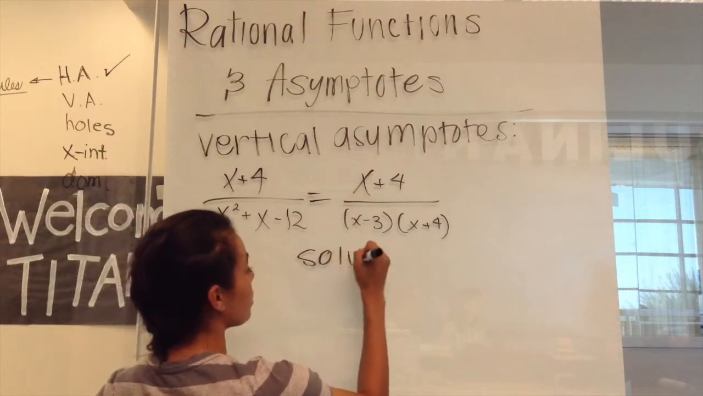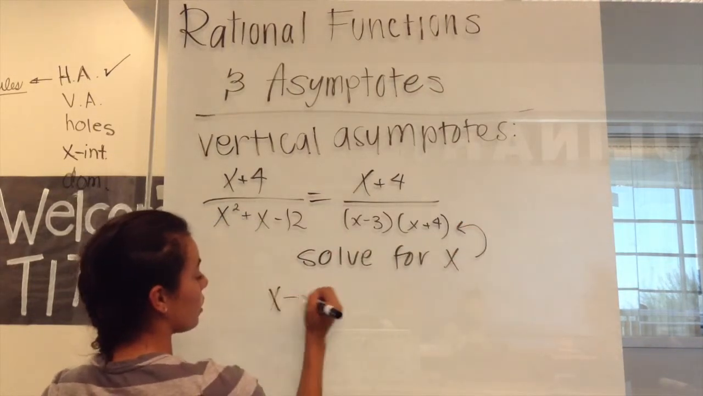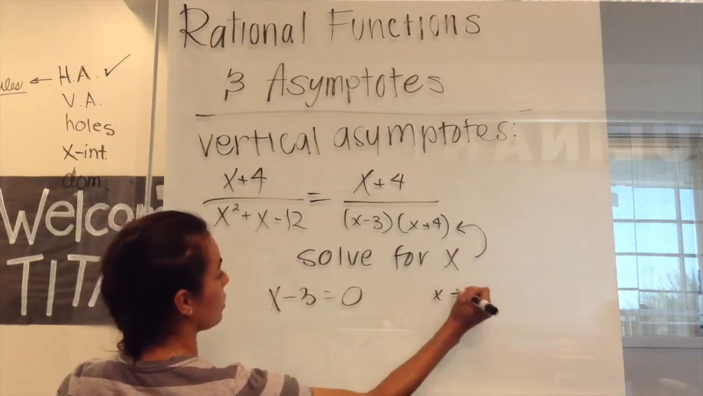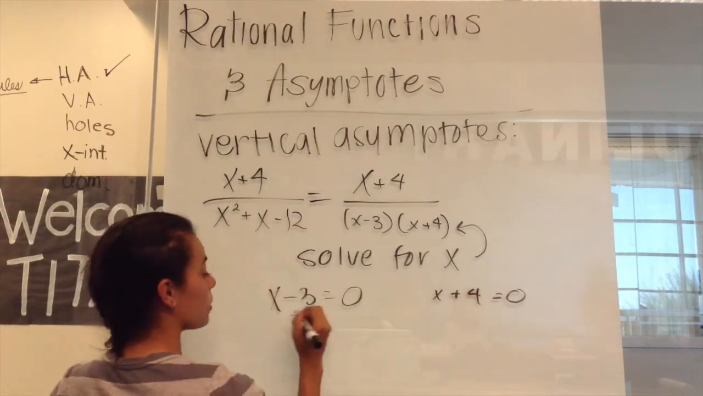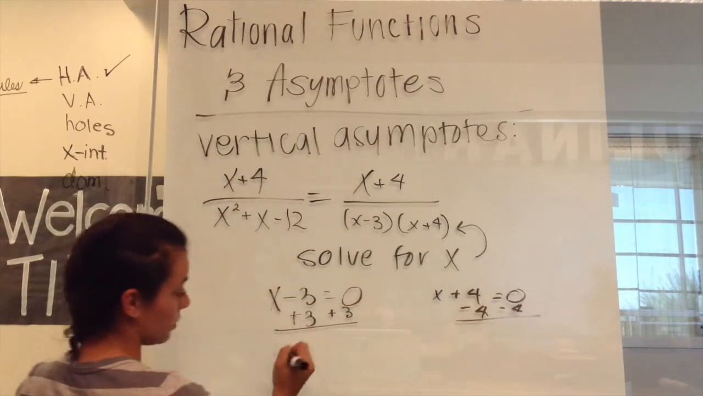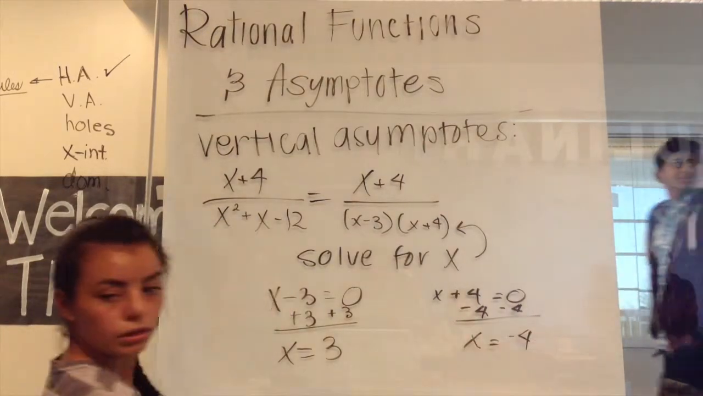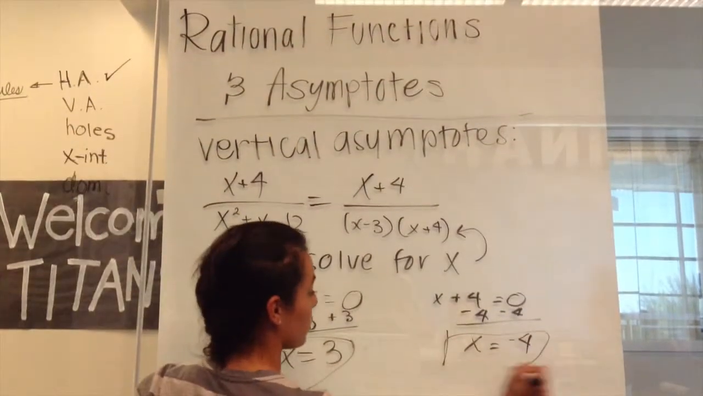So remember, we only use the denominator, so you set x minus 3 equal to 0 and solve for x. And you do the same thing with x plus 4. You'll add 3 to both sides and subtract 4 from both sides, and you'll get x equals positive 3 and x equals negative 4. And those will be your vertical asymptotes.